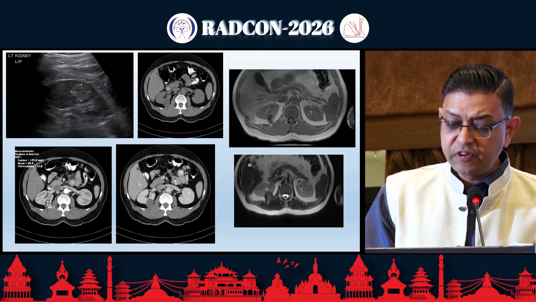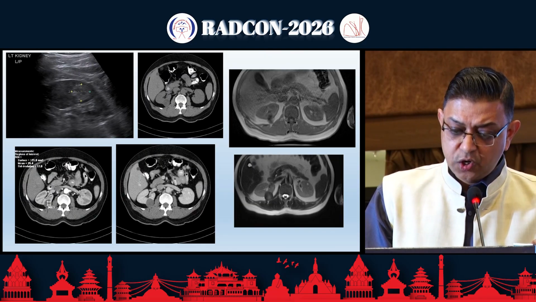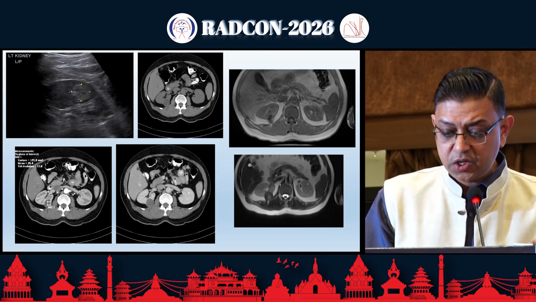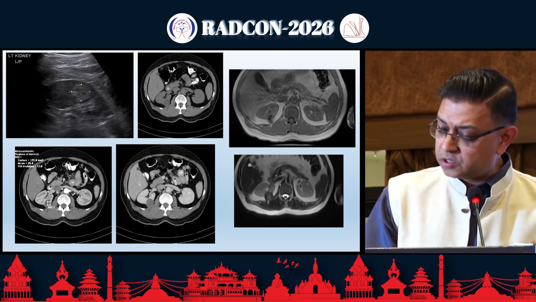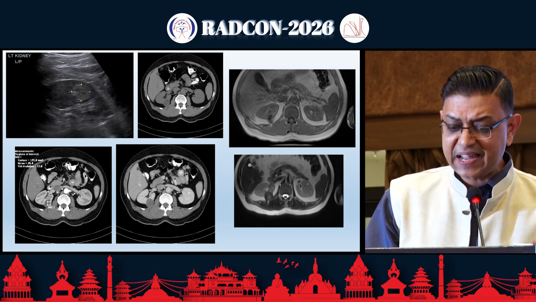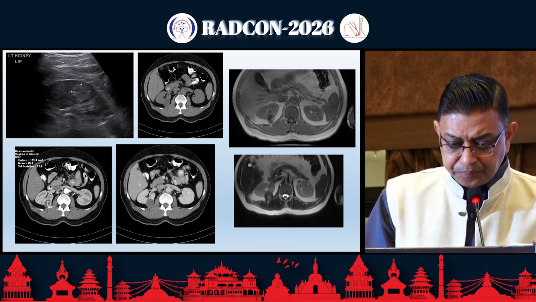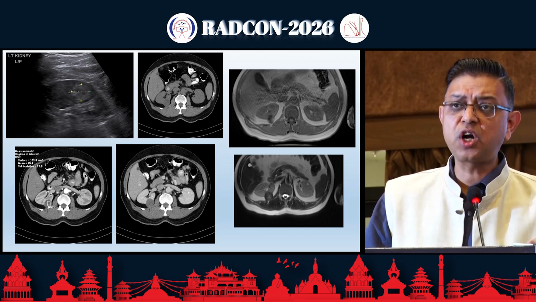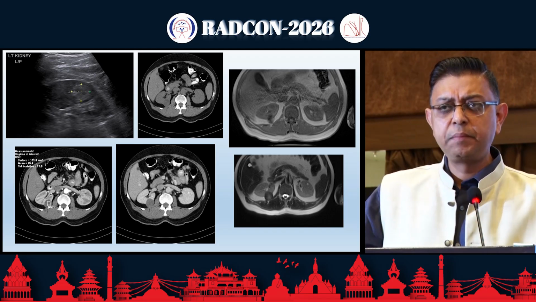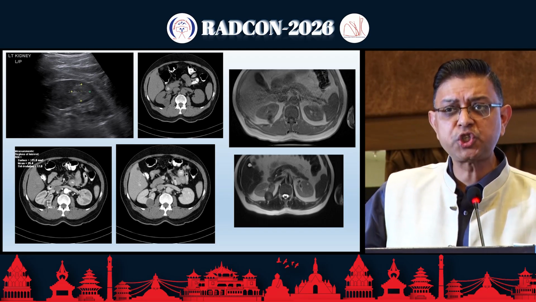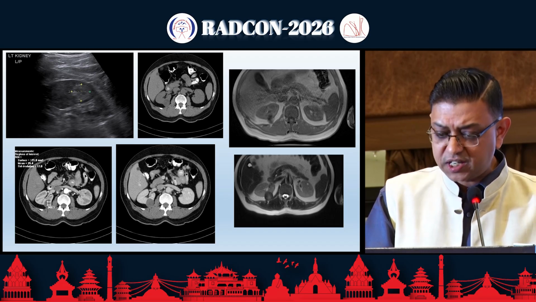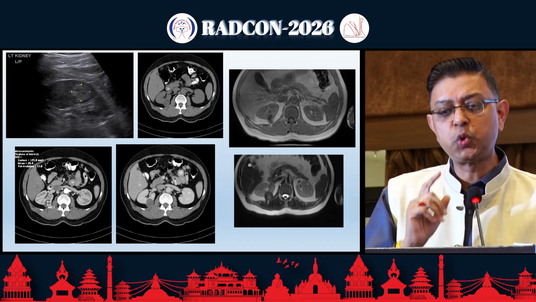Right, so this is what we picked up on ultrasound: an isoechoic mass lesion. On unenhanced CT scan, it looks like a cyst, maybe a complex cyst. We gave contrast. There was not much enhancement at all, very little, maybe 15 Hounsfield units. We were not sure whether this is a cyst, a complex cyst. We took the patient to MRI.